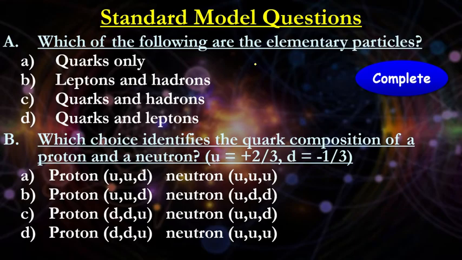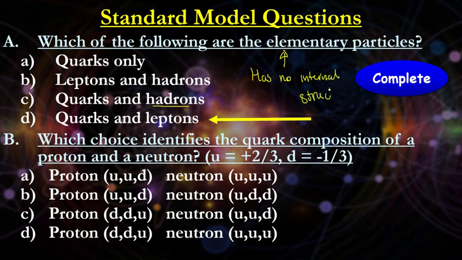Okay, which of the following are examples of elementary particles? If you want to pause, have a go. If not, we'll go through the answer. So the answer for this one is D, quarks and leptons. Hadrons, remember, is a combination of quarks, which means that there is an internal structure. So it cannot be an elementary particle. So elementary particle, just recall, has no internal structure. In terms of the composition of a proton and neutron, B would be your answer, as we've spoken about.